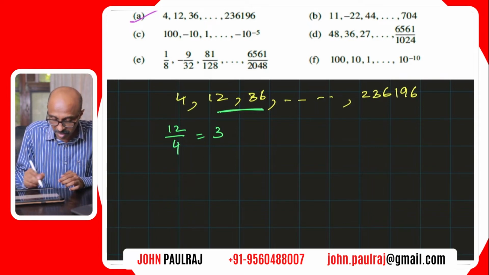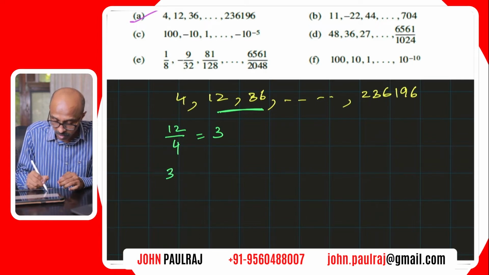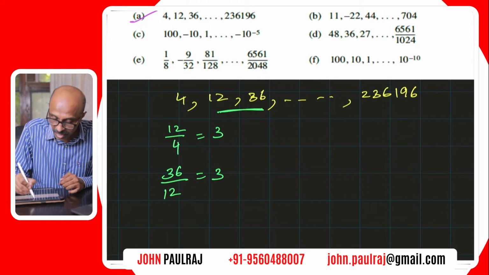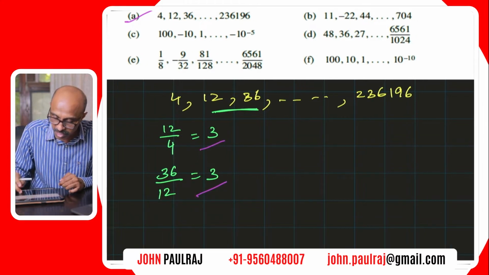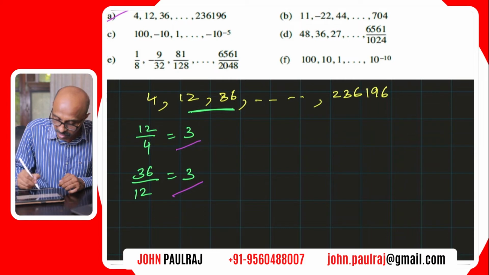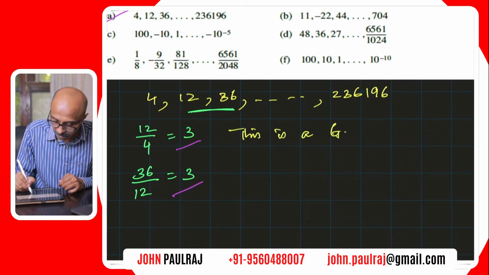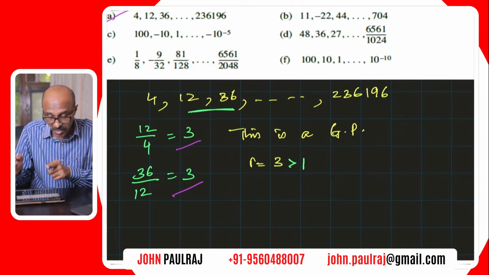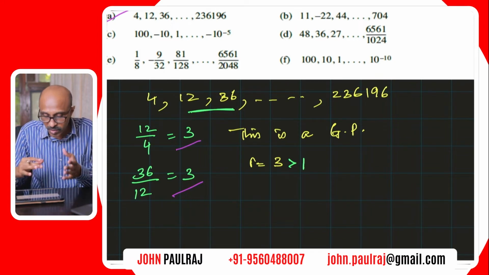So let's do the same thing for the third term and the second term. The ratio of the third term to the second term is going to be 36 over 12, and that also happens to be 3. So that confirms that it's a geometric sequence with common ratio 3. We write it down. This is a GP. r is 3, and we are going to write down r is greater than 1. So that justifies why we're using a certain formula.